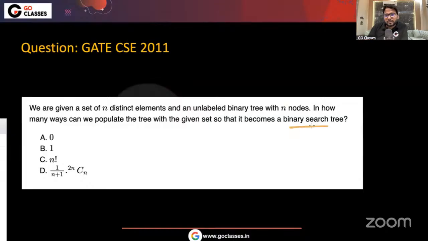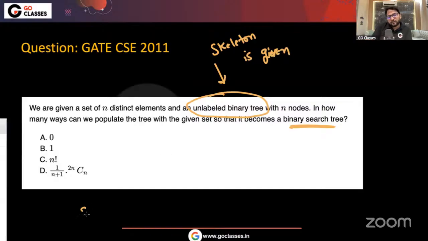By the way, this question is related to binary search trees, but let's just try to solve this. What they're saying: we are given a set of n distinct elements and an unlabeled binary tree with n nodes. How many ways can we populate the tree with the given set so that it becomes a binary search tree? They have given the structure, an unlabeled binary tree, which means the structure is given to you. This is important here. The skeleton is given.